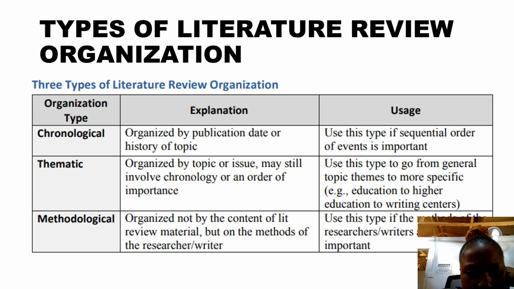There are 3 types of organizing your literature review: chronological, thematic, or methodological. Chronological, you organize by publication date and history of the topic. Use this type if sequential order of events is important. Maybe you wanted to know when something started and how it has improved over time. So you can use this chronological type of literature review.